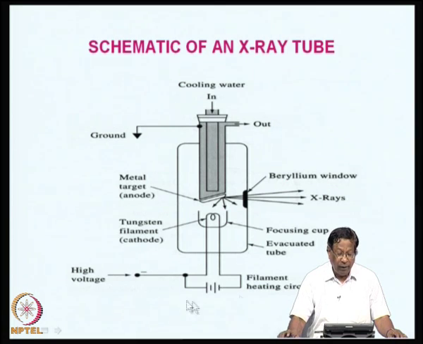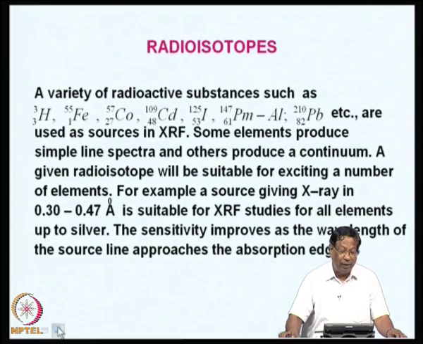and then you have a circuit here for accelerating the voltage, another for heating the element. This is for the heating, and this is another circuit for the high voltage, and we have a beryllium window here through which X-rays are coming out. You can have beryllium or any other element.